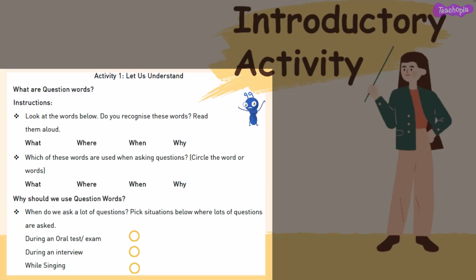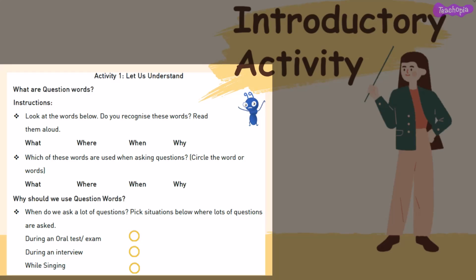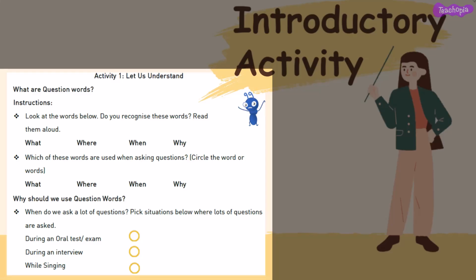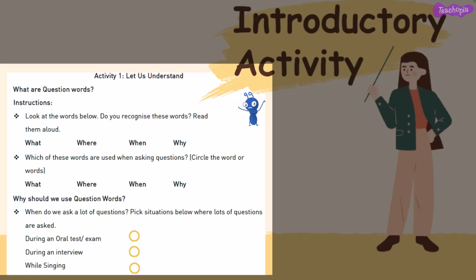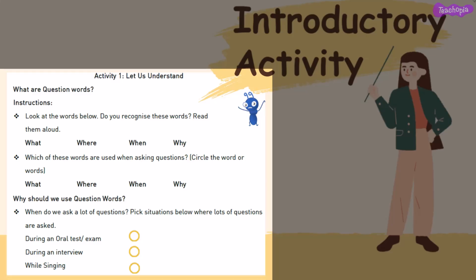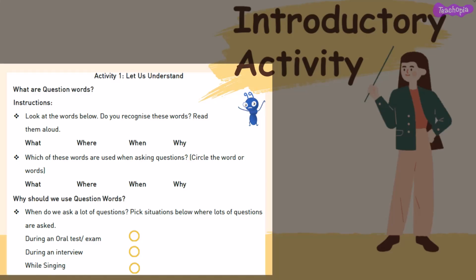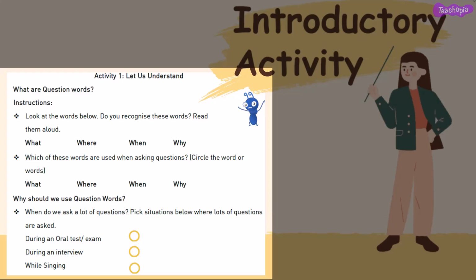And so, it is more of an interactive reading comprehension where the learners are asked to circle words that they think are question words and then pick options that relate to the question words. By answering the question, when do we ask a lot of questions? Is it during an oral test or an interview or while singing? Learners are thus able to distinguish between what questions are and what questions aren't.